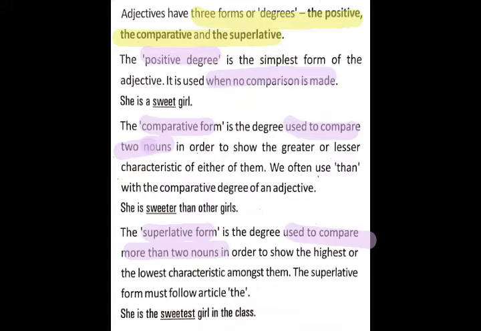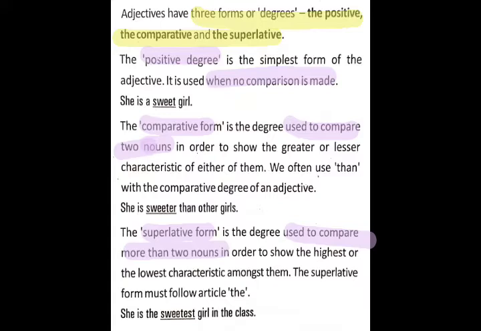Second is comparative degree. As clear from the name, it is used to compare two nouns in order to show the greater or the lesser characteristic of either of them. We often use than with comparative degree of an adjective. So comparative degree is used when we are comparing two nouns. Okay? For example, she is sweeter than the other girls. Here remember, with comparative degree we generally use than to show comparison.